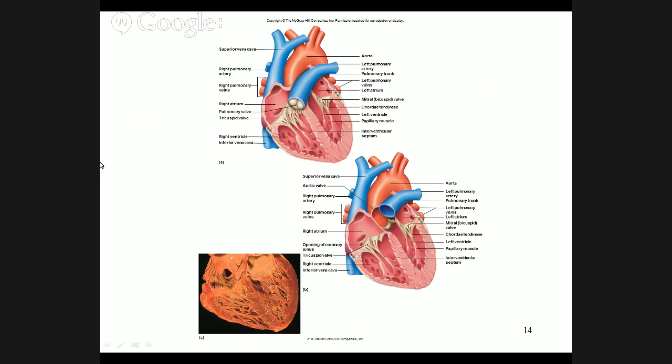This slide shows a cross-section of the heart and the valves and the blood vessels that serve to promote circulation through the heart. You can see a superior vena cava, a pulmonary valve leading to the pulmonary trunk, and then we have the aorta here. These are left pulmonary veins that feed into the left atrium. These are the right pulmonary veins from the right lung.